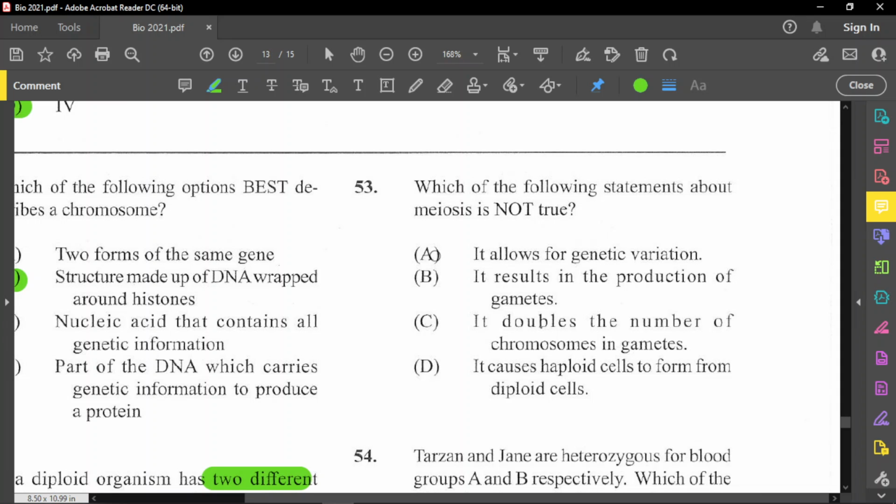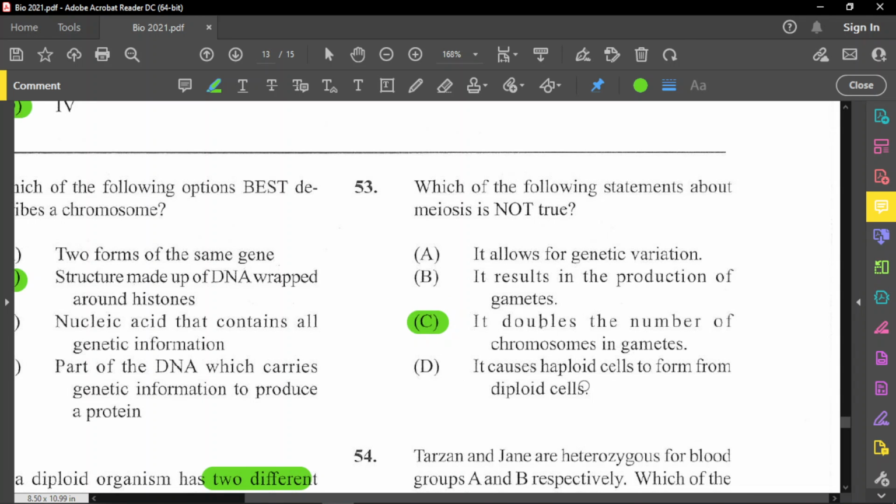So it starts taking place from prophase 1, and then you will see the overlapping of the chromosomes within metaphase 1. All right. So option B now, we said result in the production of gametes. Absolutely true. C, it said it doubles the number of chromosomes in gametes. No, not true at all, because chromosomes are half the number within the gametes. Okay, so gametes have half the number of chromosomes. So C, I lean on to C.